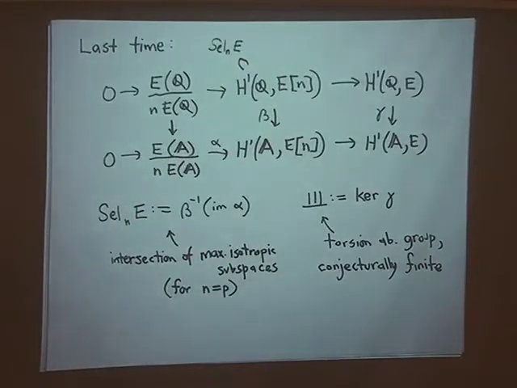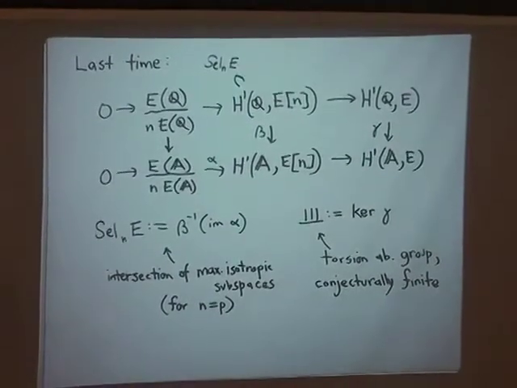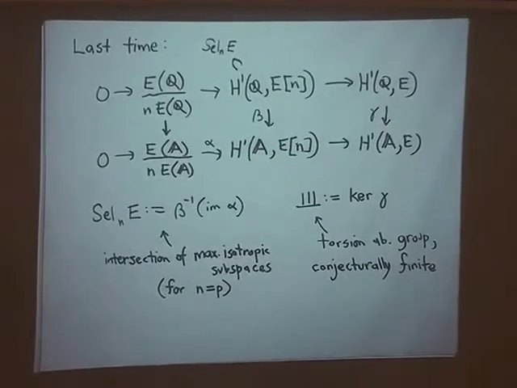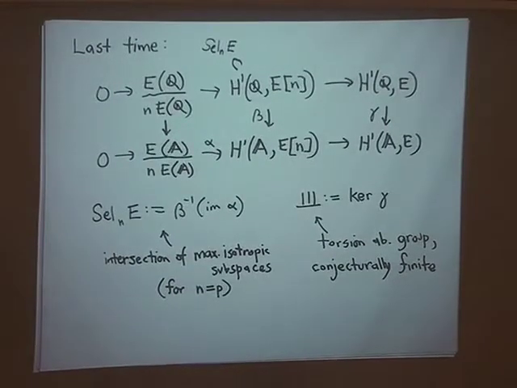And the main point of the lecture last time was that this group was the intersection of two maximal isotropic subspaces in a big infinite dimensional space. Well, at least when n is a prime. Otherwise, I guess it'd be modules instead of subspaces. Okay, and so that's the Selmer group.